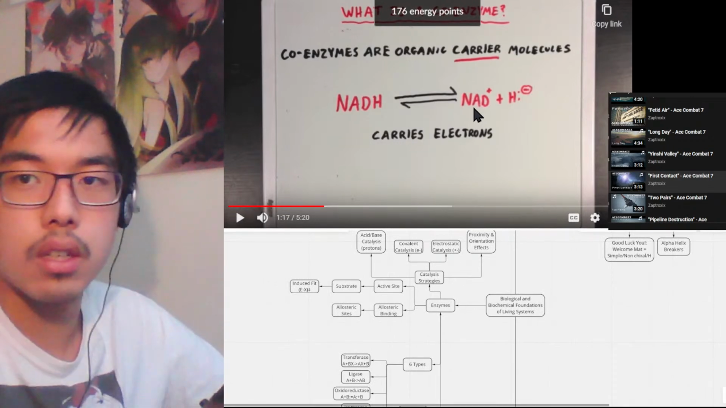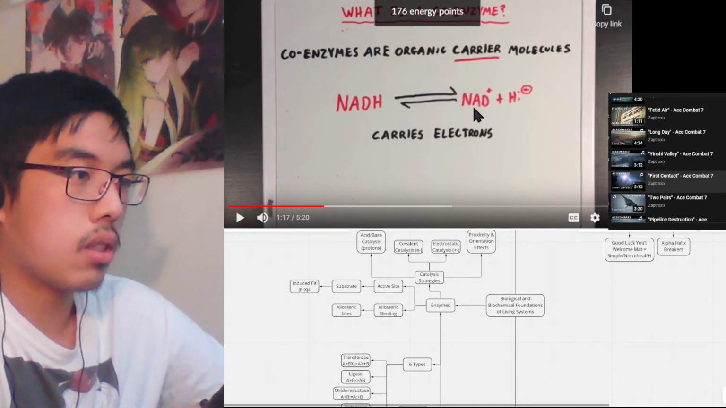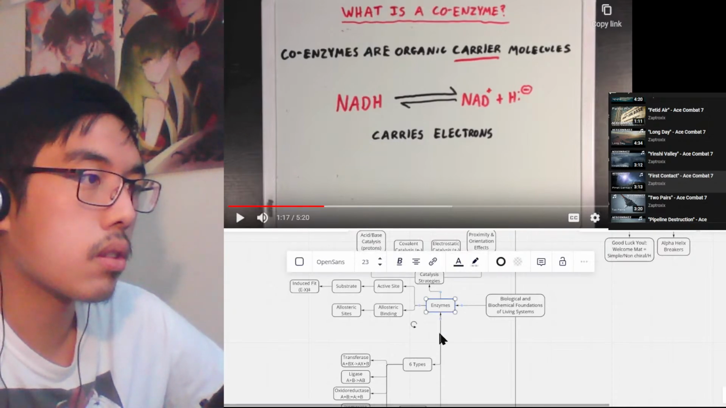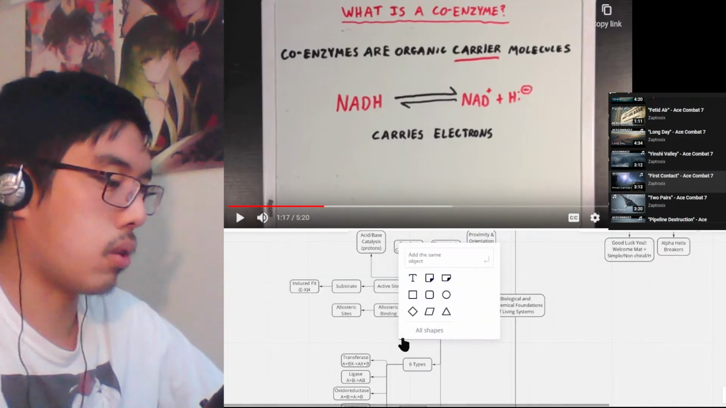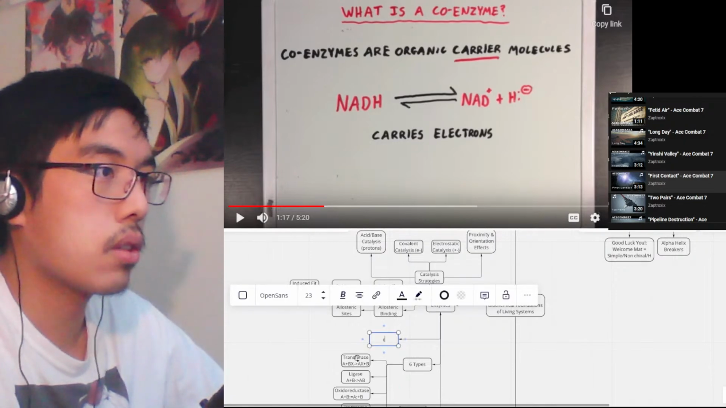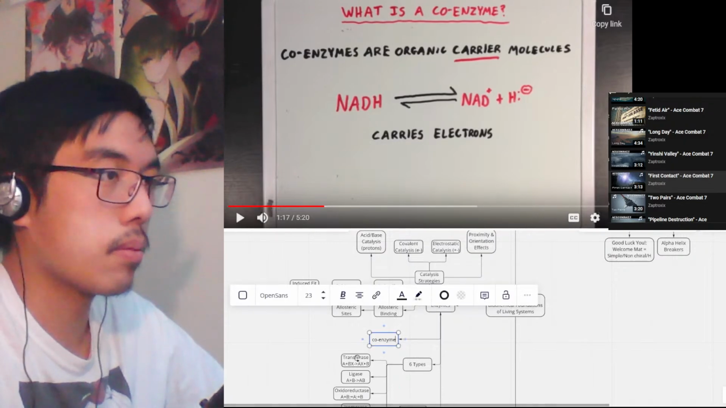Coenzymes are organic carriers. Okay, let's put coenzyme on the map. Coenzyme.